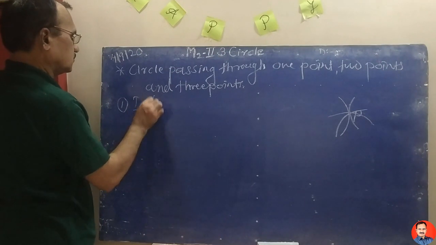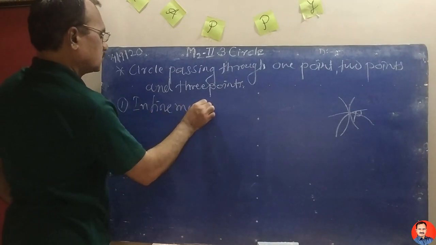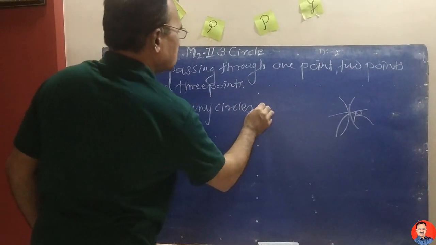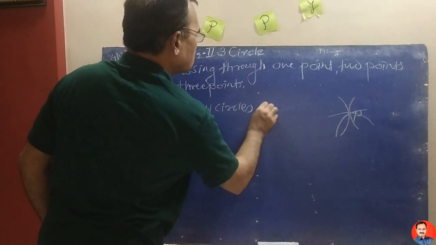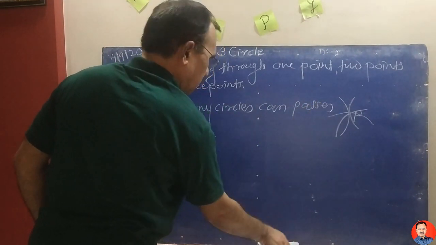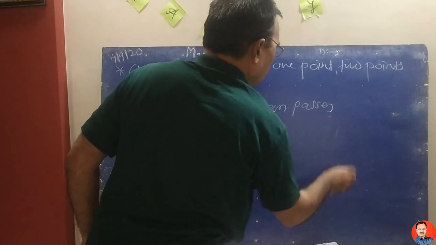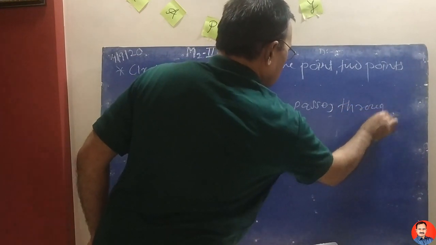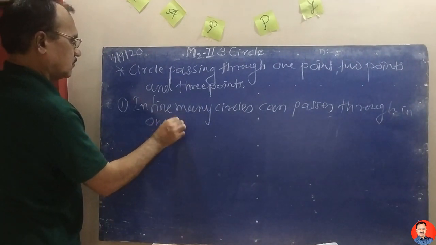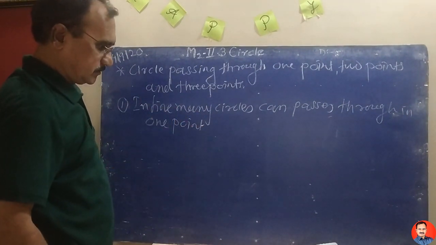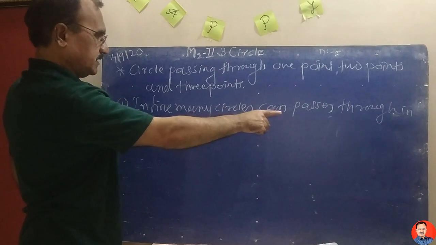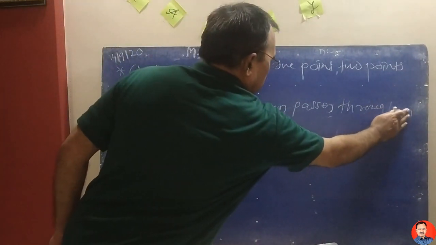Infinitely many circles. Write down this conclusion. Infinitely many circles can pass through one point.